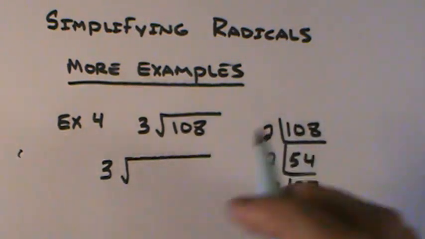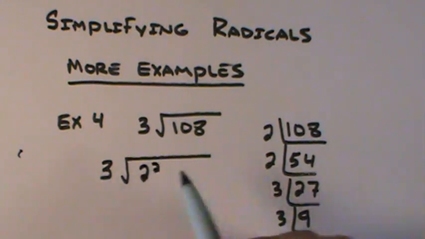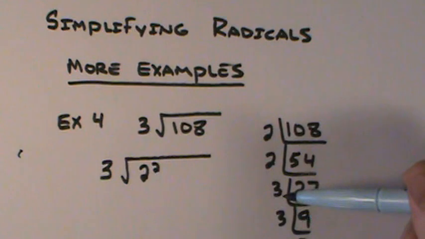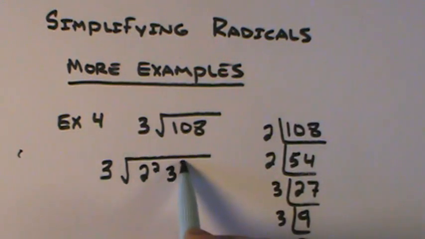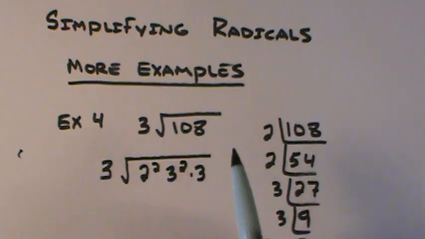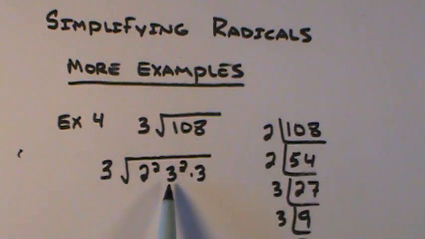I've got a set of 2's, so I call that 2 squared. I've got a set of 3's and then another 3. I don't want to write this as 3 to the 3rd power because it doesn't match the index. The index will only allow squares to come out of the radical. So I'll write this as a 3 squared 3. That way I can allow this 3 to get out and that 3 will stay in.